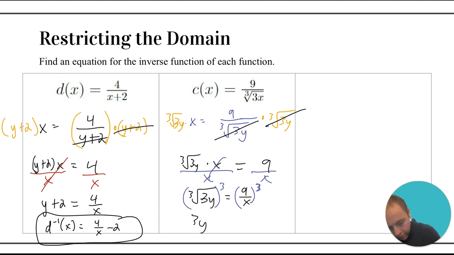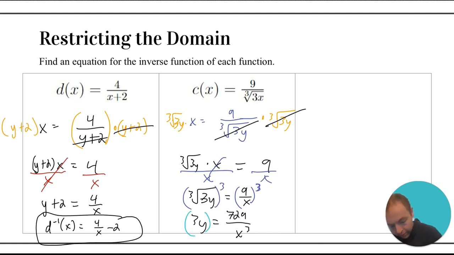And then now just 3y is going to equal, so when you do this part right here of 9 over x cubed, you'll do 9 over x times 9 over x times 9 over x. So 9 times 9 times 9 ends up being this number, 729. x times x times x ends up being x to the third.